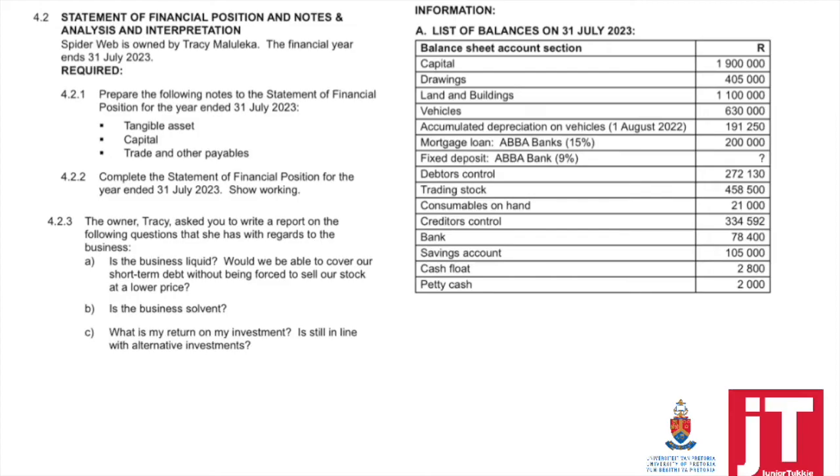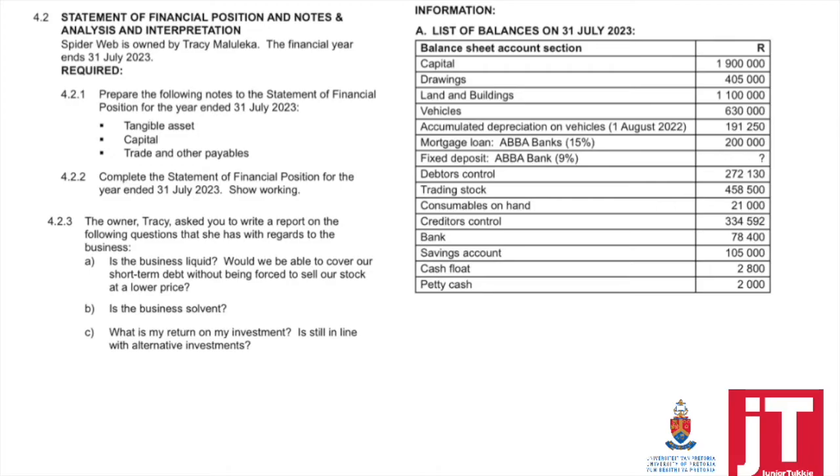4.2, Statement of Financial Position and Notes, and also looking at analysis and interpretation. So 4.2.1 says, prepare the following notes to the Statement of Financial Position for the year ended 31 July 2023. The tangible asset, capital, trade and other payables. 4.2.2, complete the statement of financial position for the year ended 31 July 2023.